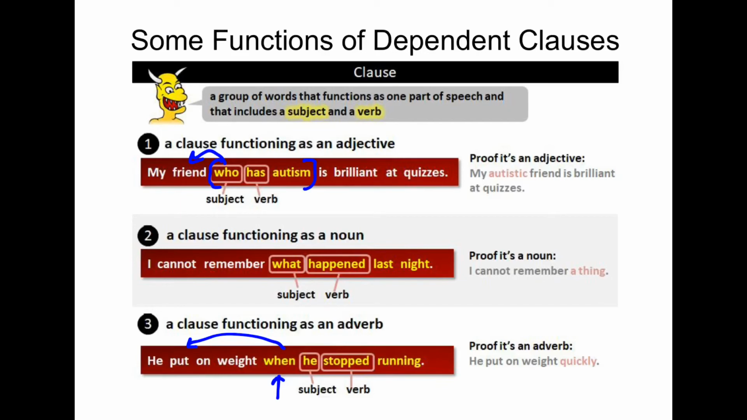There are also times when an entire clause can function as a noun. What happened last night? Now, if you ask that as a question, it might seem like it's an independent clause. But if you made it as a statement, what happened last night, it's missing something. It's just a noun here. It can function in the object position like this, or it could function in the subject position, anywhere you can put a noun.